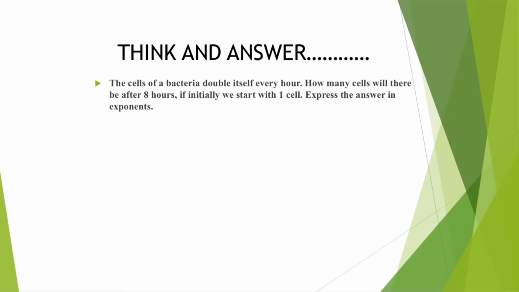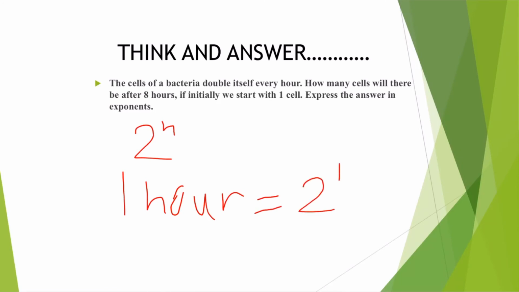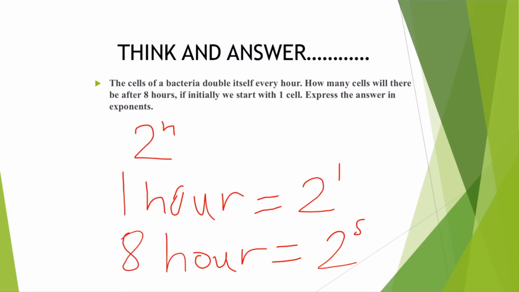So one cell we can say 2 to the power of n. Now n is actually just an unknown exponent. So if it is 1 hour, that means it will be 2 to the power of 1, right? Similarly, when we make it 8 hours, the exponent will change to 8, which will give us 2 to the power of 8. So this is our answer.